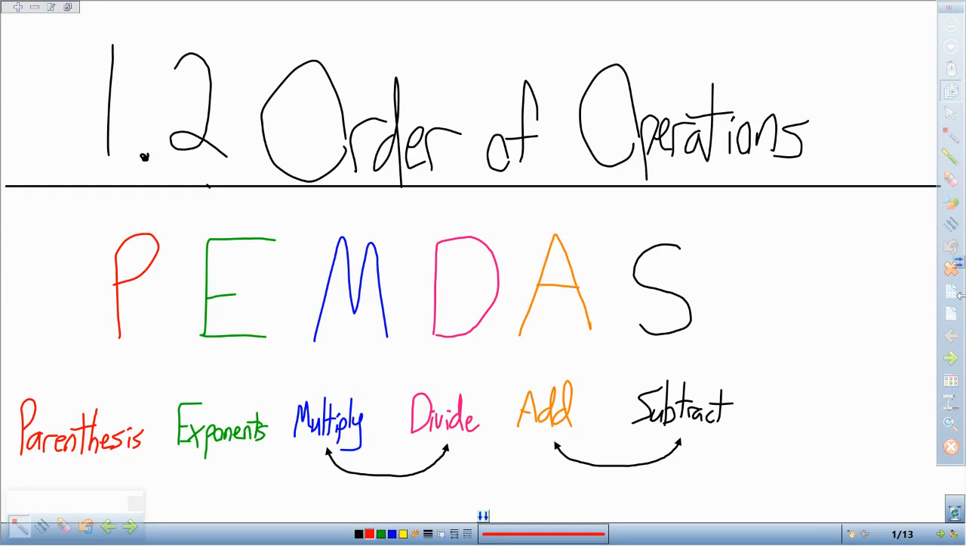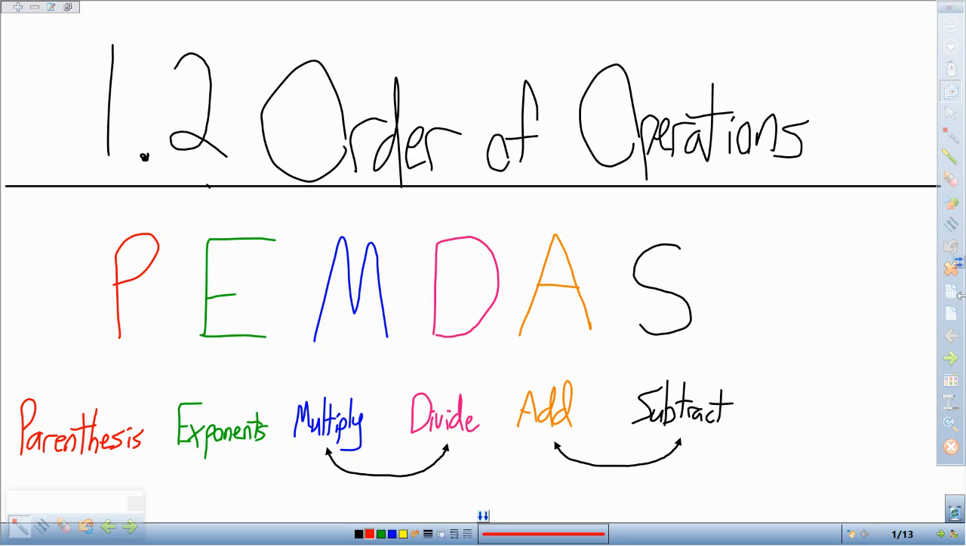All right, hello everybody. So today we're going to be looking at 1.2, order of operations. Just a reminder, when it comes to these notes, make sure you're doing these along with me on a separate sheet of paper, because that paper will be turned in at the end of the triad, as well as you'll be able to use it on tests and quizzes.